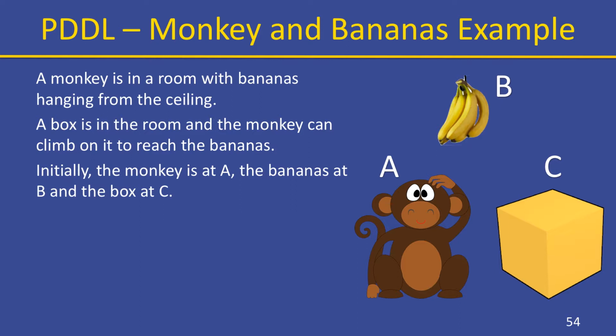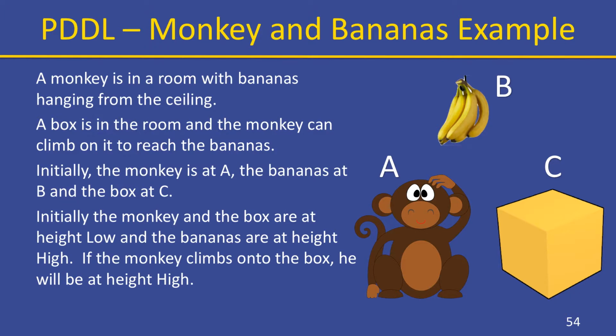So A, B, C are locations. They are independent of height. So the monkey and the box are at height low, and the bananas are at height high. If the monkey climbs on the box, he will be at height high.